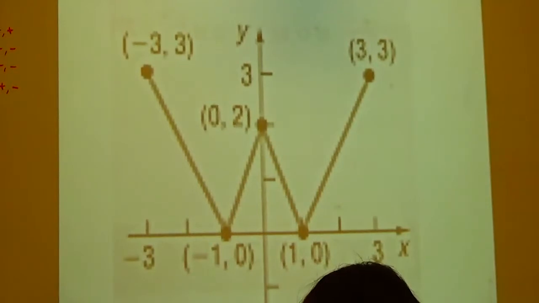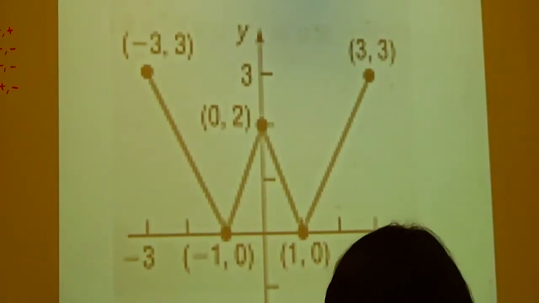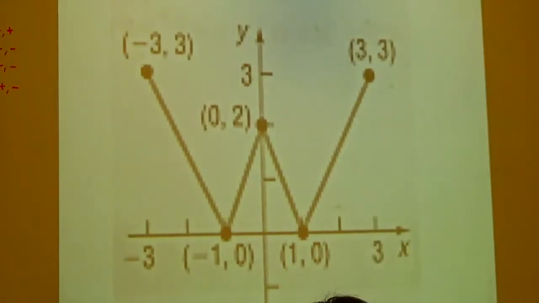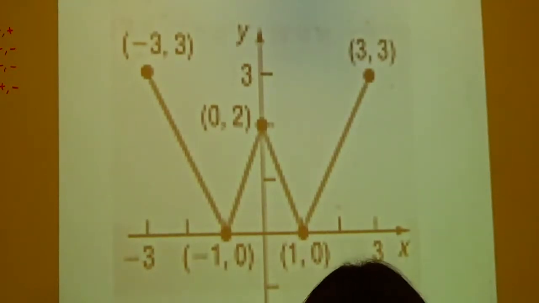All right. The domain. Does this function keep going on forever in either direction? No. What's the smallest x value? -3. What's the largest? 3. They both have hard brackets. And I'll unfreeze this in a second to show you how we're running.